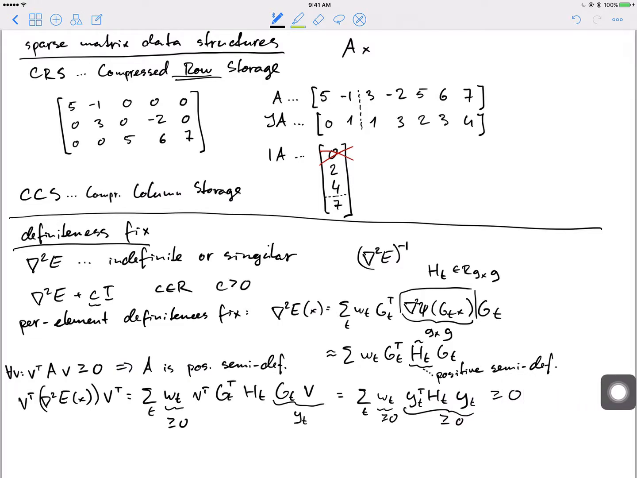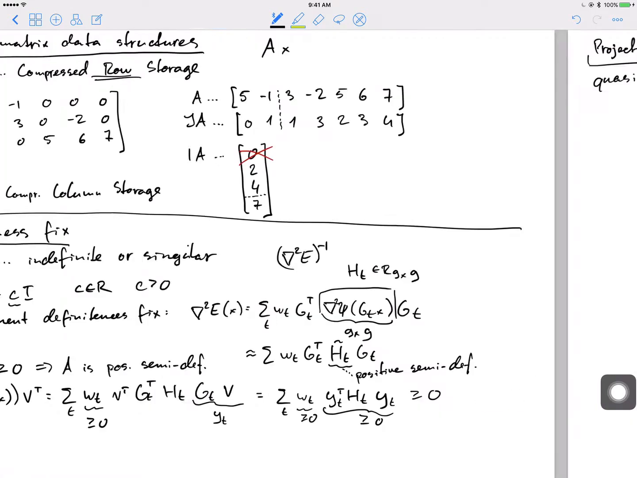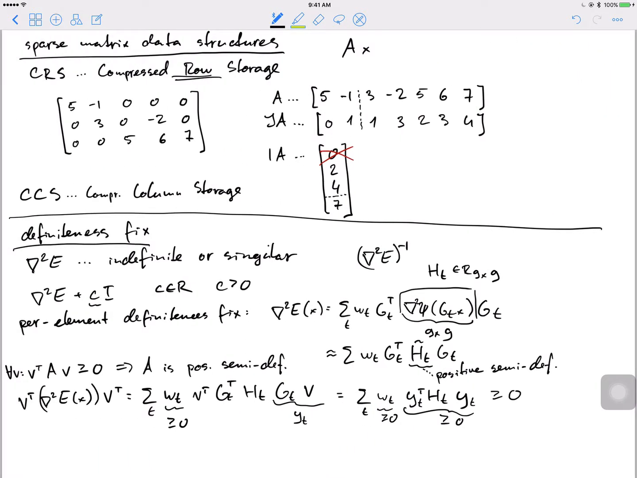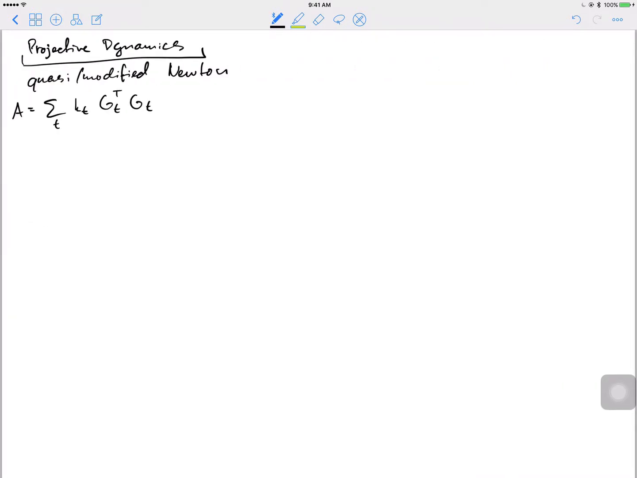So what projective dynamics essentially means is that you use this as your quasi-Hessian. You use some coefficient k_t and you use G_t transpose G_t. That's it. Okay, so you use this matrix, and let's call it A for lack of creativity. Though I think that's how we also called it in the paper, so it's also for consistency. And that's what it is.